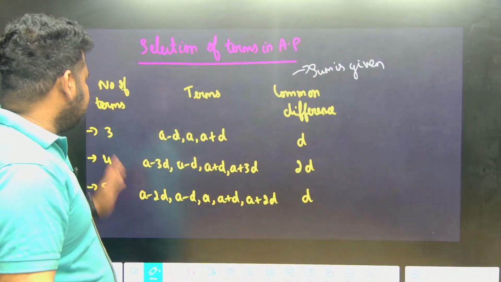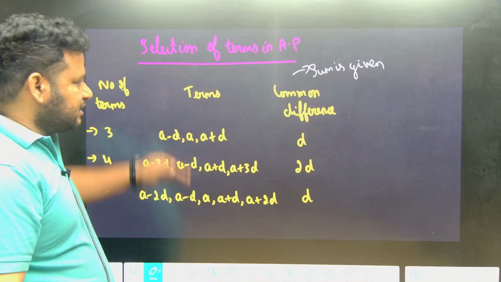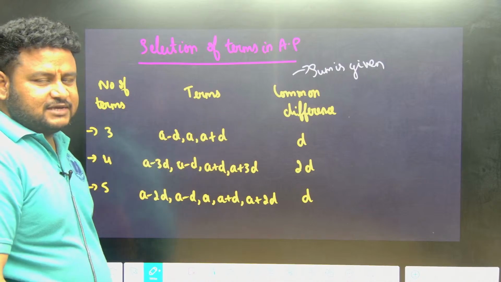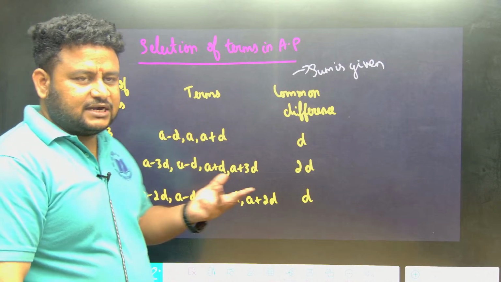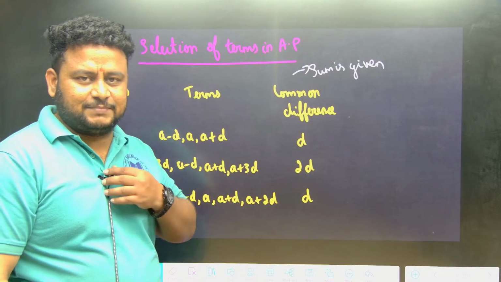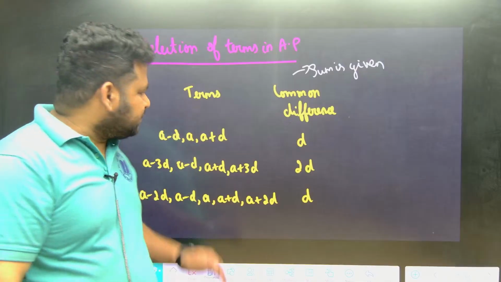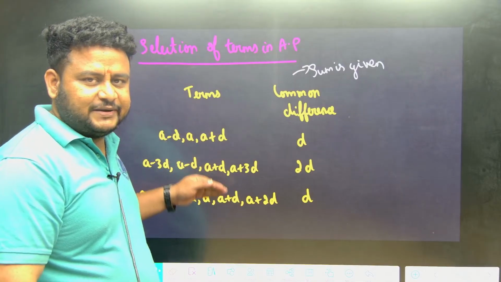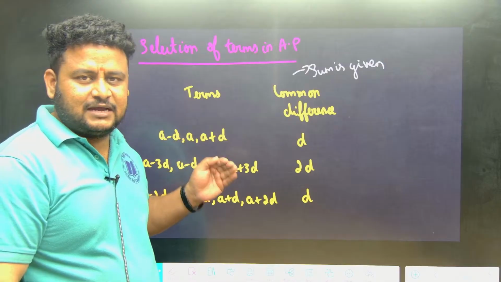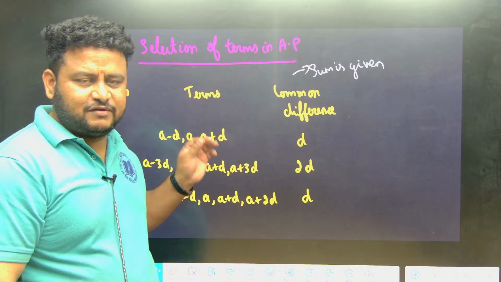That time what will happen? Number of terms is given and what are the terms you have to take? What will be the common difference? Actually, when they give, there are 3 terms in an AP, 4 terms, 5 terms in an AP. You can take any terms, consecutive terms also you can take, not a problem. But if you take the terms in this way, the calculation will become simpler and you will be able to save a lot of time.